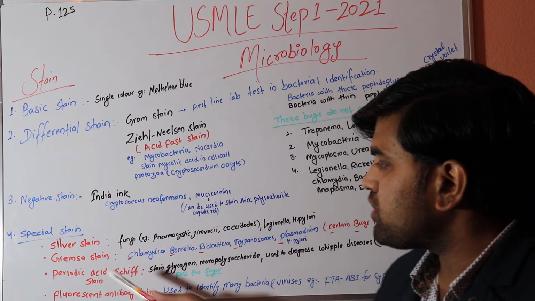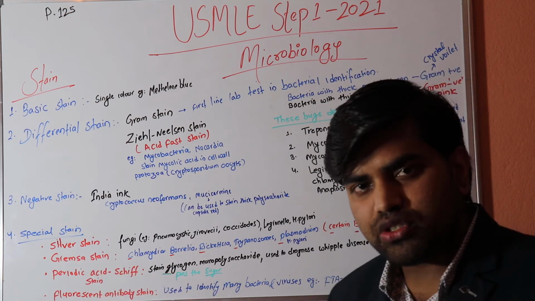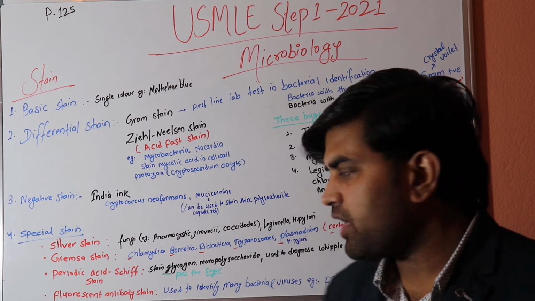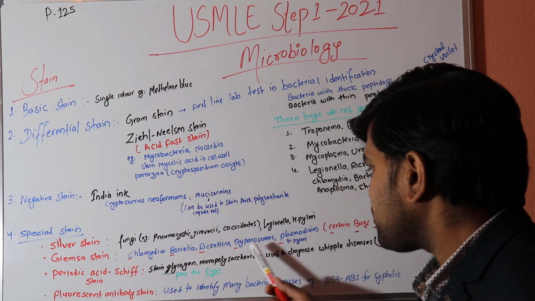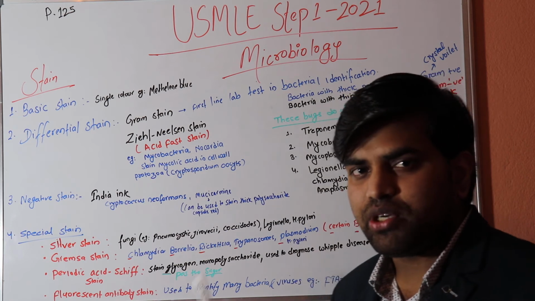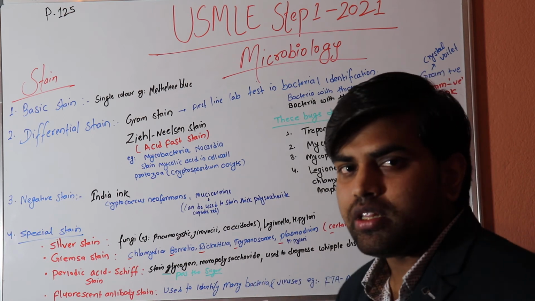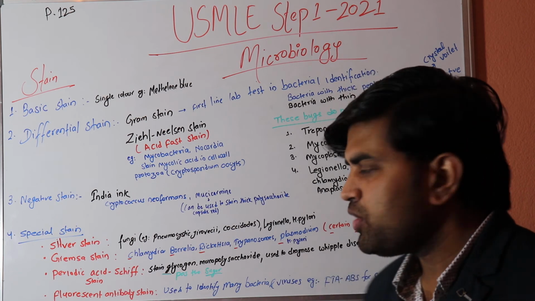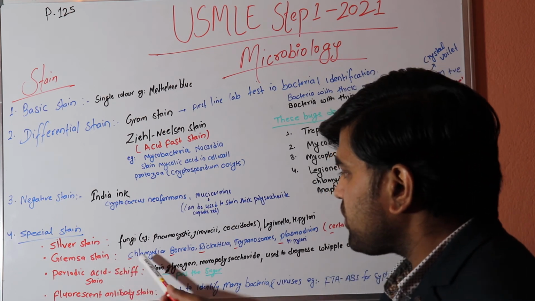Okay, then comes the Giemsa stain. Giemsa stain usually stains intracellular organisms like Chlamydia, Rickettsia, Borrelia, Trypanosoma, Plasmodium, and even H. pylori also. They are usually helpful because these organisms remain in the cell, some of the H. pylori. Okay, so Giemsa stain is mainly for intracellular organisms.